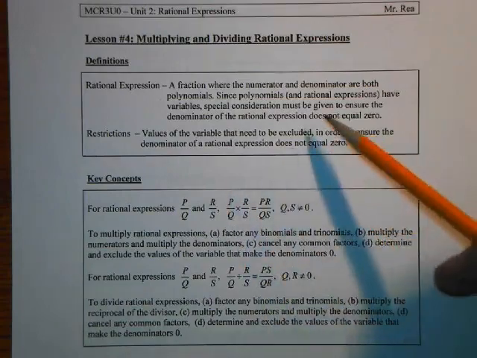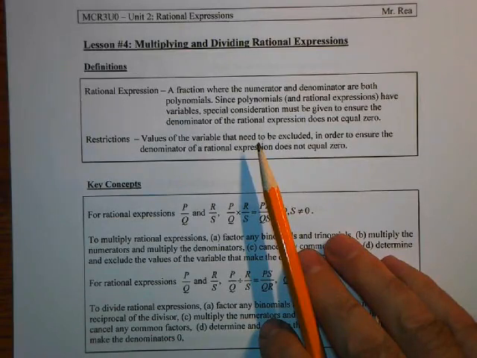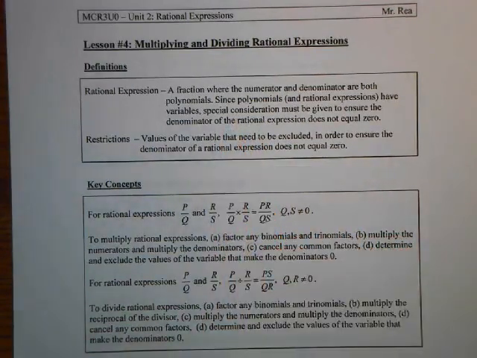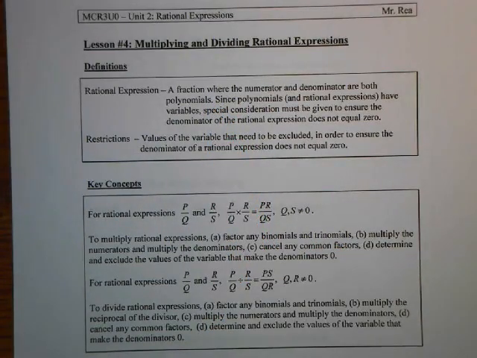So just as a brief recap, what is a rational expression? A rational expression is like a rational number. A rational number is just a mathematical name for a fraction. But a rational expression can have variables in it. And so the formal definition: a rational expression is a fraction where the numerator and denominator are both polynomials. Since polynomials and rational expressions have variables, special consideration must be given to ensure that the denominator of the rational expression does not equal 0, because if it did, we'd have some serious problems.